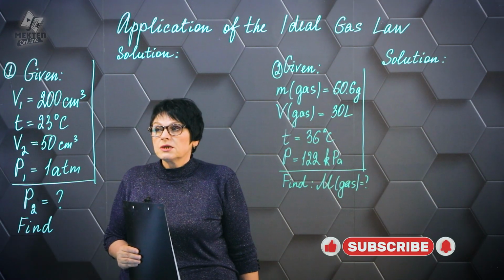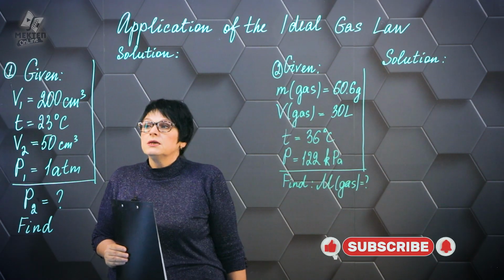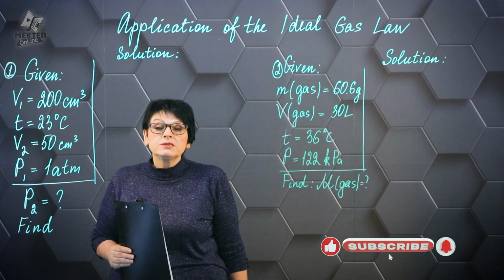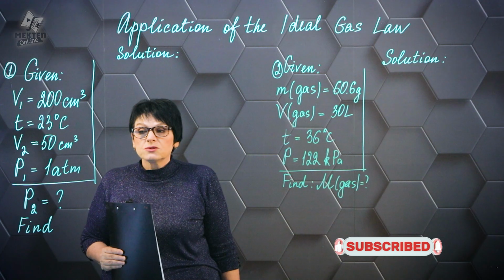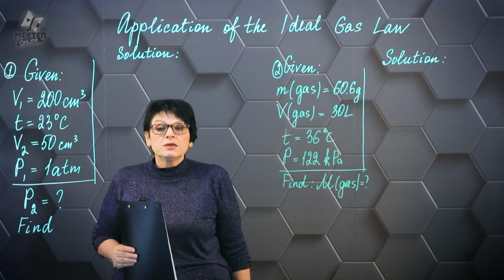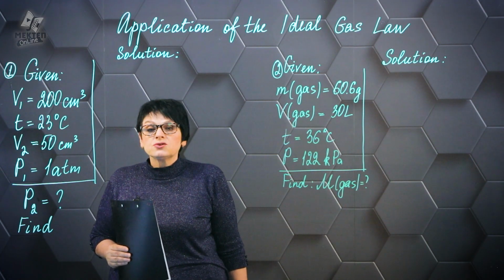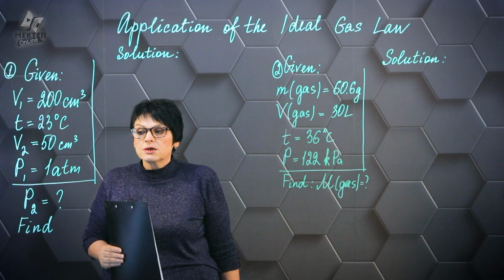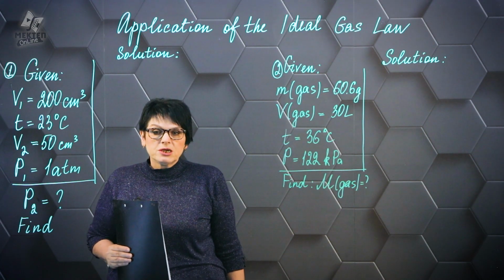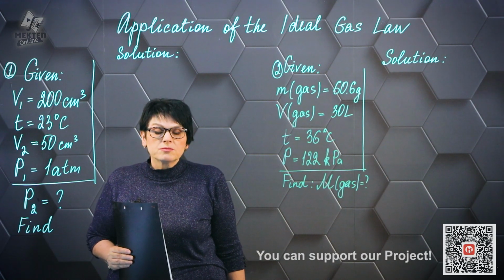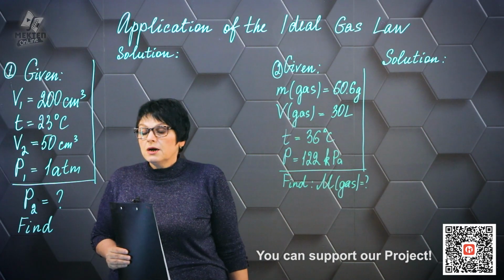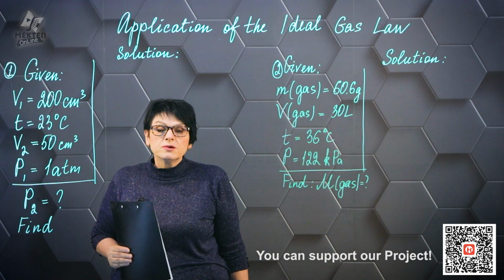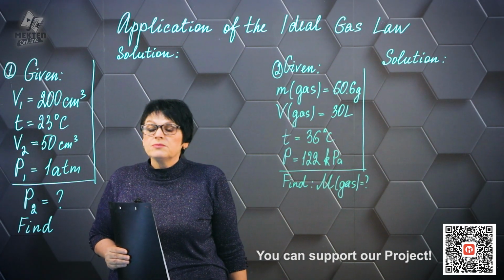The first problem reports that a certain gas had an initial volume in cubic centimeters at a certain temperature in degrees Celsius. During the process, the gas was compressed to 50 cubic centimeters. The original pressure was 1 atmosphere. And we are asked what the pressure would be under the condition that the volume of this gas became 50 cubic centimeters.